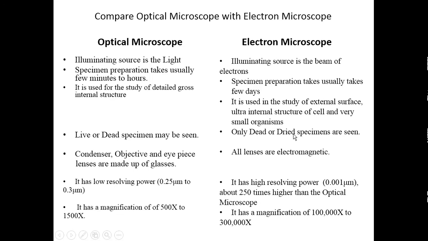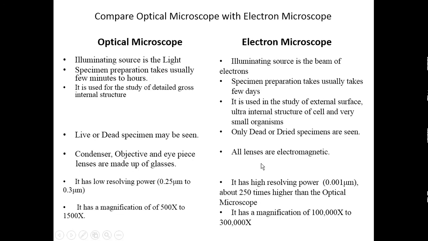And here in the case of optical microscope, only dead or dried specimens are seen. Here either dead or dried specimens are usually viewed and seen. Okay, that is the difference. Now, the optical microscope has condenser, objective and eyepiece lenses which are made up of glass. But in electron microscope, all lenses are electromagnetic or electrostatic.